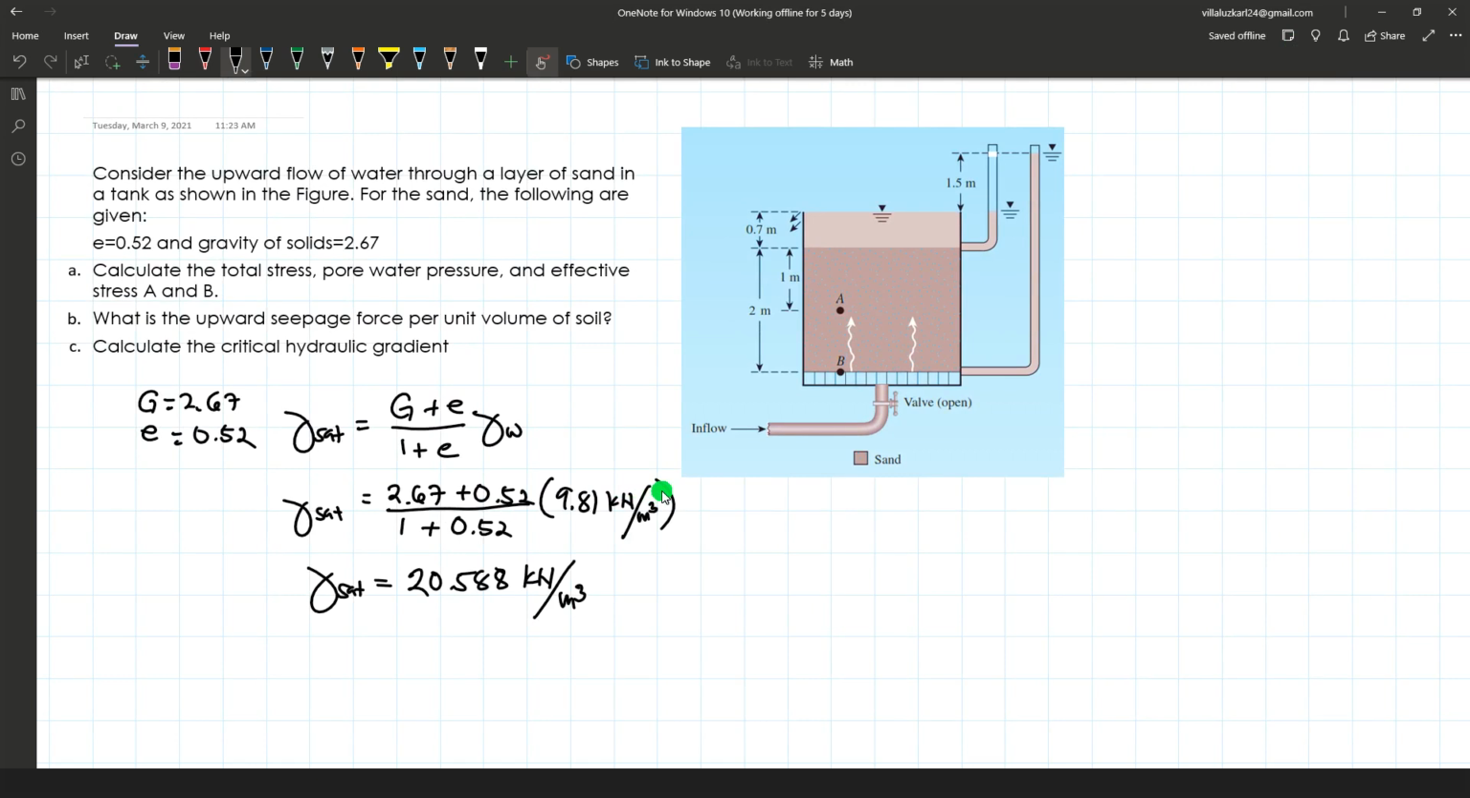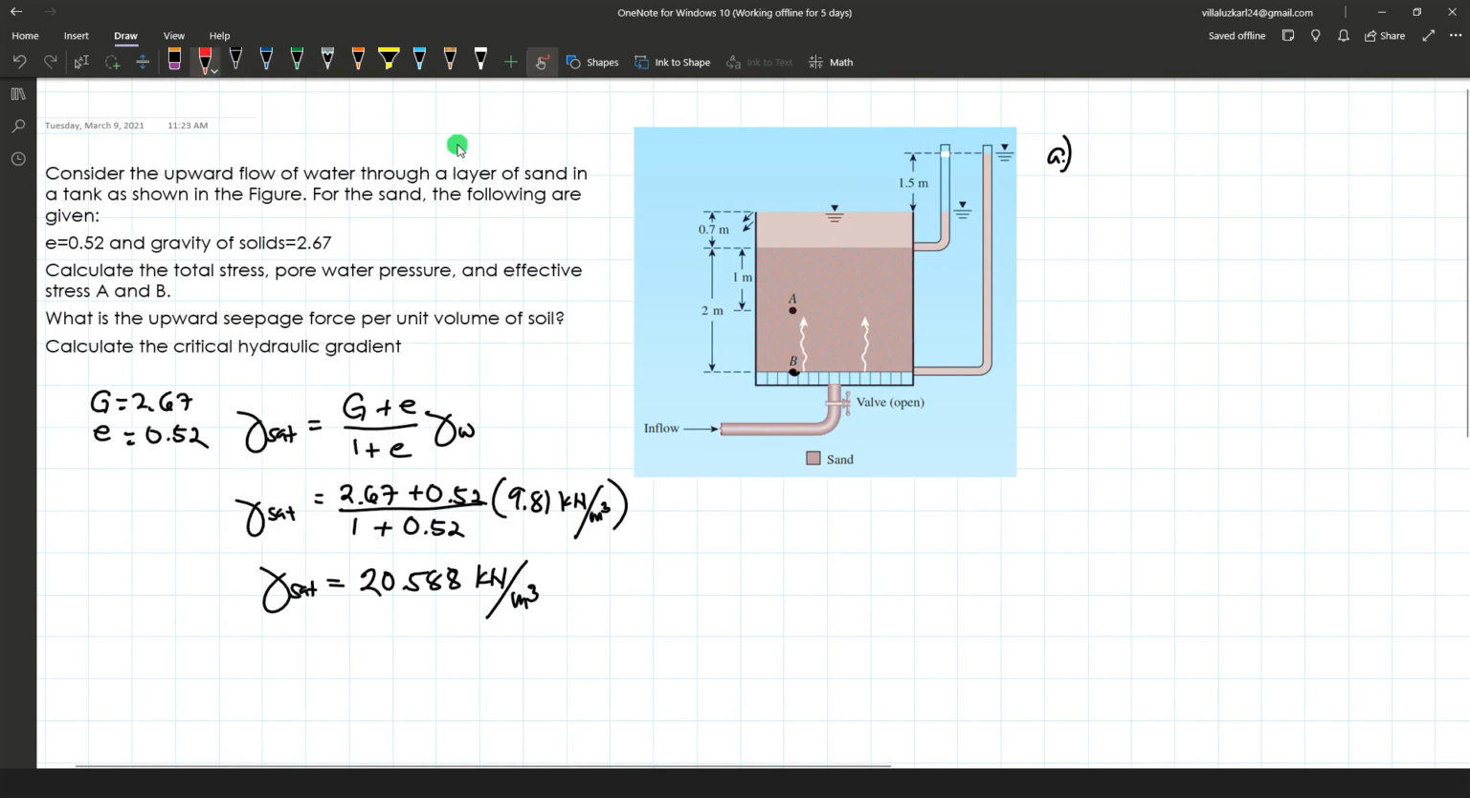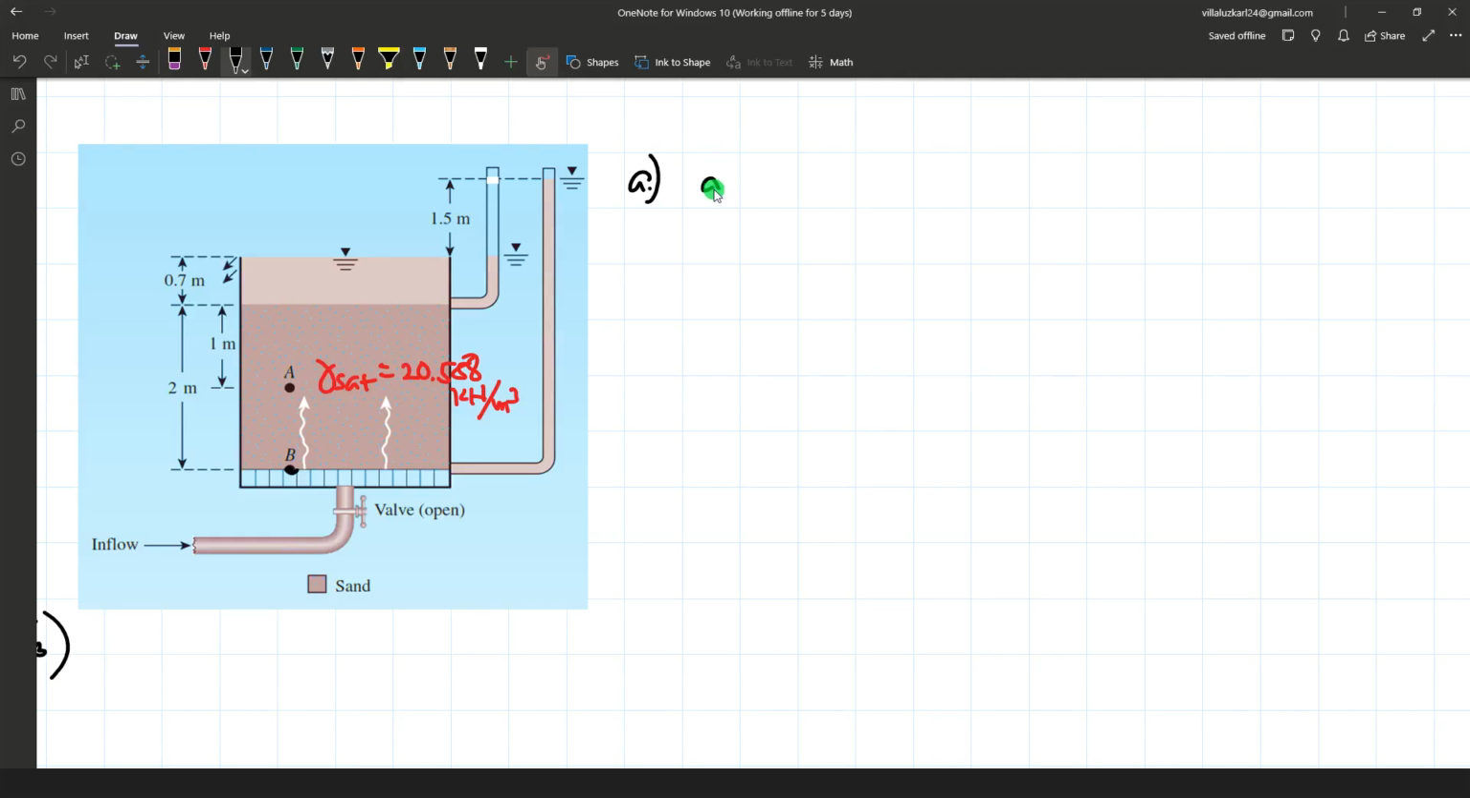So now we have the saturated unit weight. The first question is to calculate the total stress, water pressure, and effective stress at points A and B. It's much easier to compute the values at point B first, the bottom, since we already have the difference in pressure head, which is 1.5. So for letter A, let me just put the saturated unit weight here, which is 20.58 kilonewtons per cubic meter.